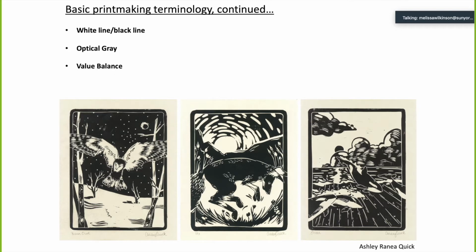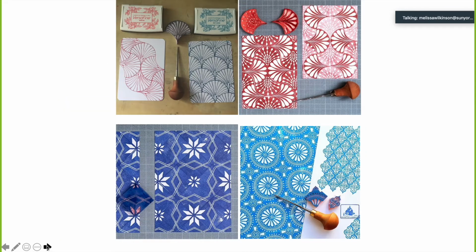Then we have an optical gray. We don't see any optical grays in any of these prints right here. An optical gray can be produced with lines that are very close together or maybe dots. And then we have what's called the value balance. And a value balance is that there are just as many darks as there are lights, or at least just as many lights and darks to be able to read an image, to understand it.